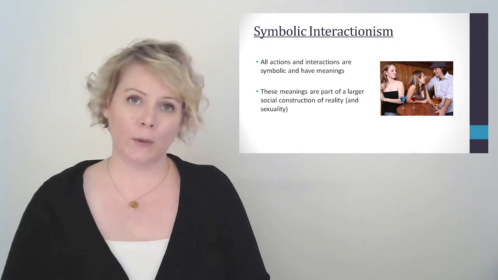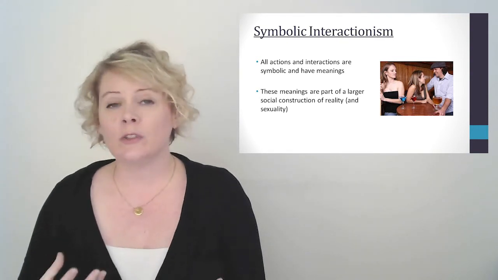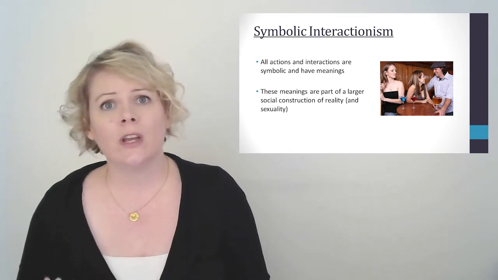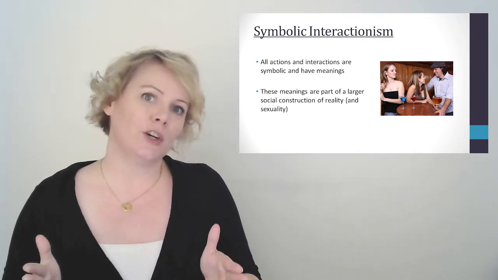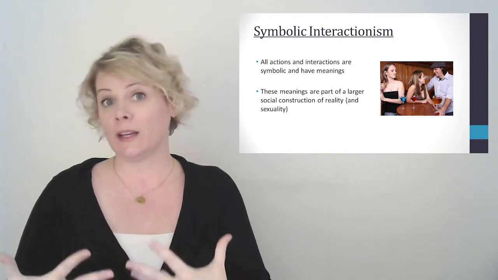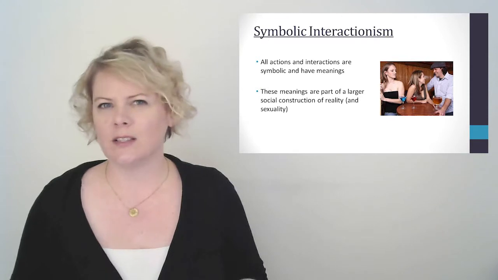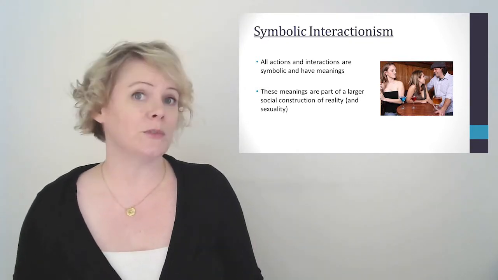So a lot of our human interactions are symbolic. We understand each other's body language. We understand each other's spoken language. These days, we understand each other's text message language. So symbolic interaction basically argues that we're sort of like performing our roles with the expectation that the other person understands the symbols that we're giving them. So this can be super useful in terms of sexuality.